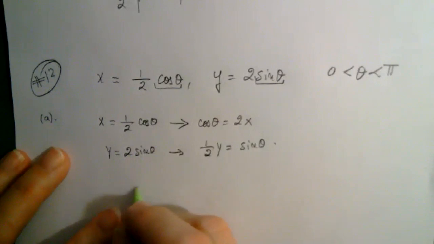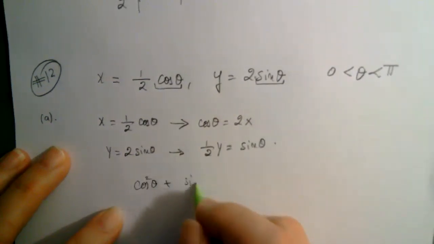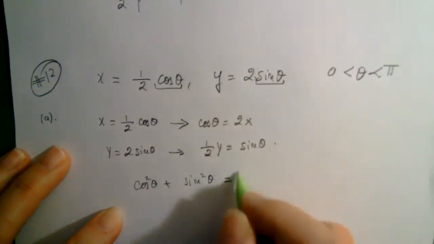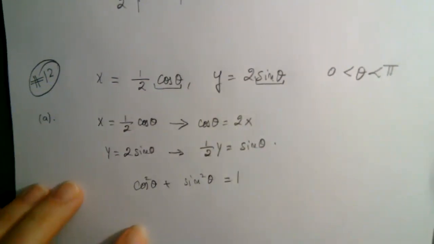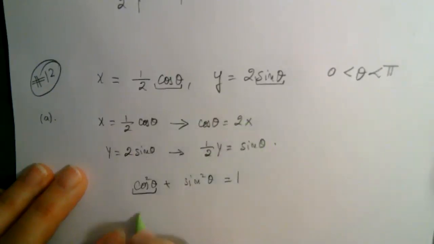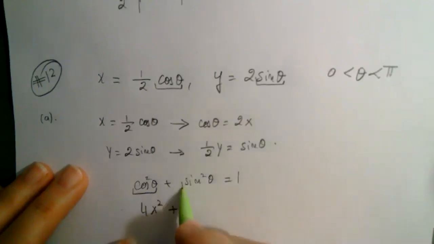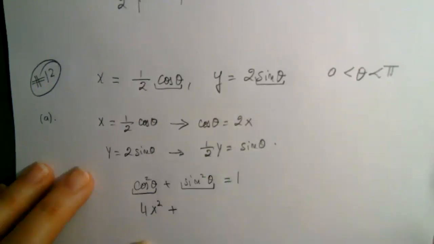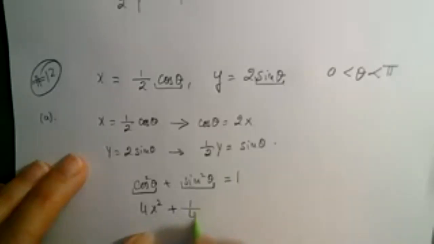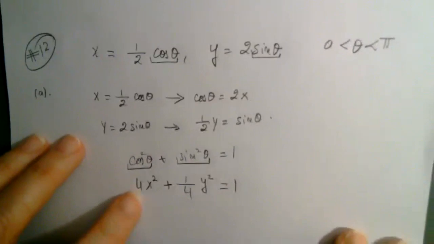Now we put them together. The cosine squared plus the sine squared equal to 1. So this would give me what? What's the cosine squared? 2x squared, plus, what's the sine squared? It's a half y times a half y. It means 1 over 4 y squared equal to 1.